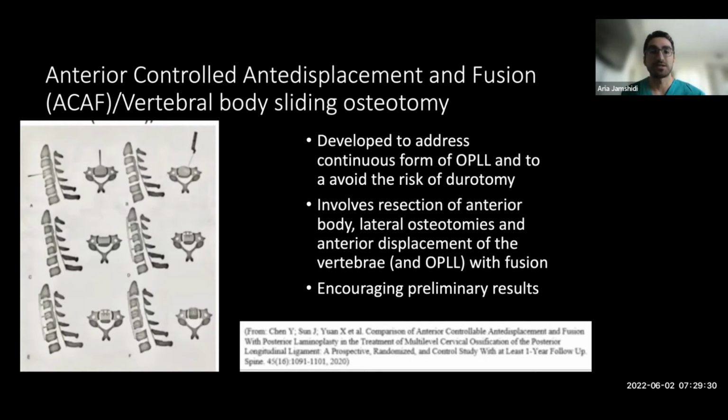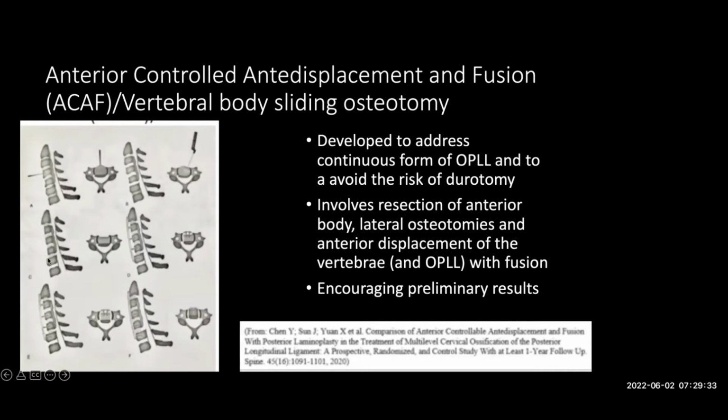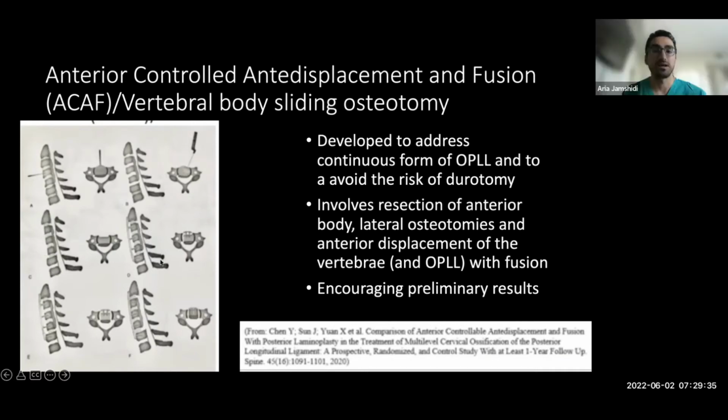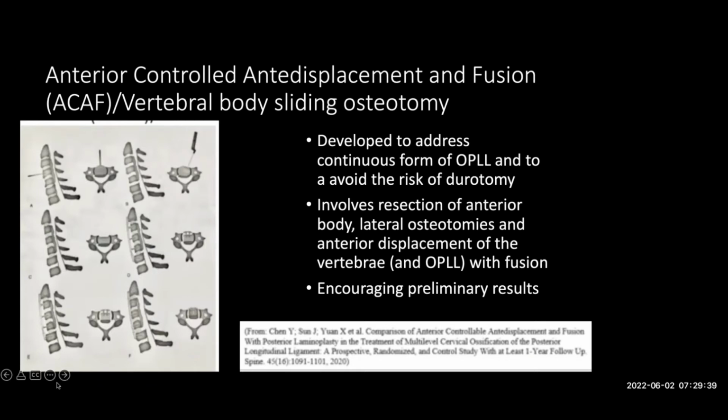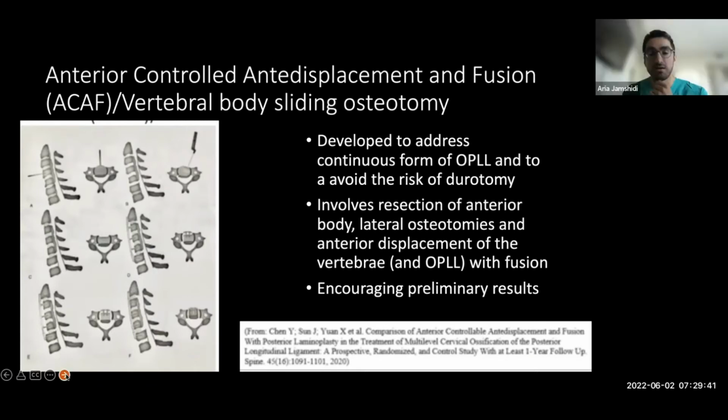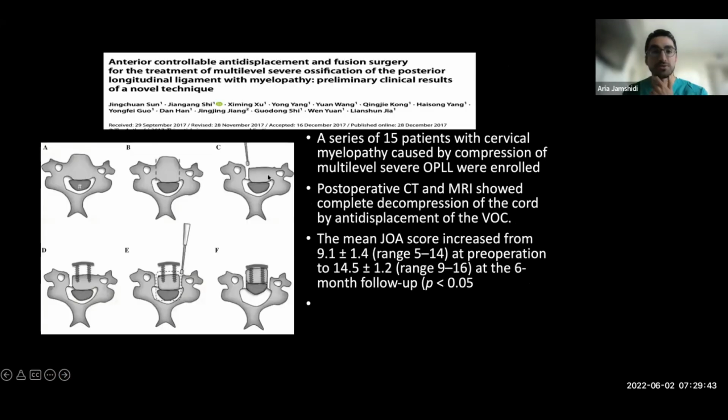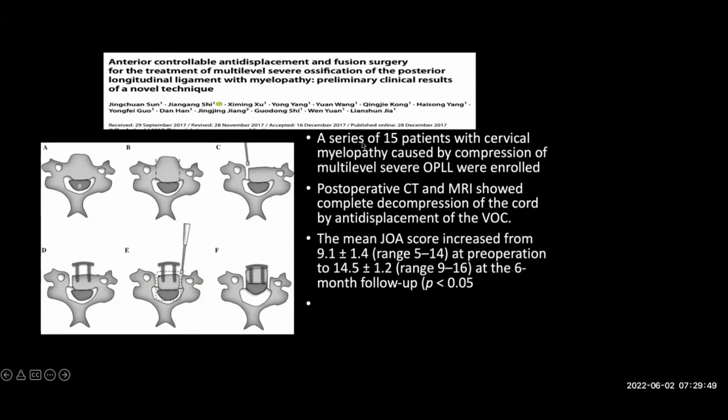It involves the resection of the anterior body, which you can see in this image here, and then lateral osteotomies, and then you have anterior displacement of the vertebra and fusion. It showed encouraging preliminary results in their first publication. This is an image from their first publication in 2017. They looked at 15 patients with cervical myelopathy.